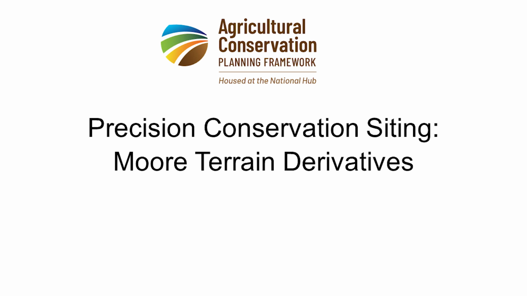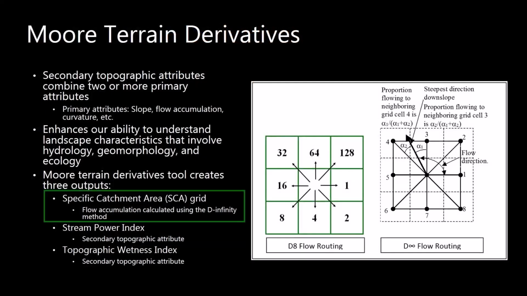In this video, we're going to discuss the More Terrain Derivatives tool. This is the fourth tool in the Precision Conservation Siting Practices section of the ACPF Toolbox. Ian Moore developed several secondary topographic attributes.